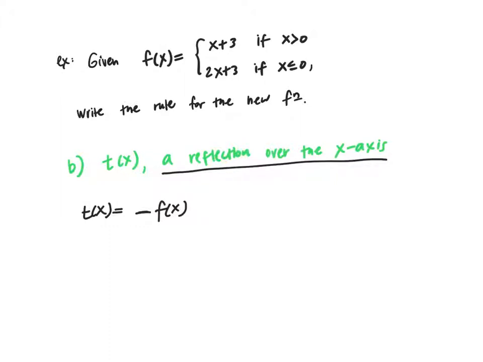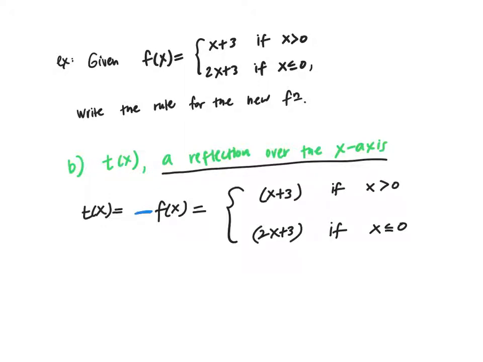So you're going to take f of x, and to all the y values, or all your outputs, you're going to make them opposite in sign by multiplying by a negative. If you look at your piecewise function, you have y equals x plus 3 and y equals 2x plus 3. So you would take this portion and multiply by negative 1, and take this portion and multiply by negative 1. Your domain would not be affected because that has to do with your input. This is your output.